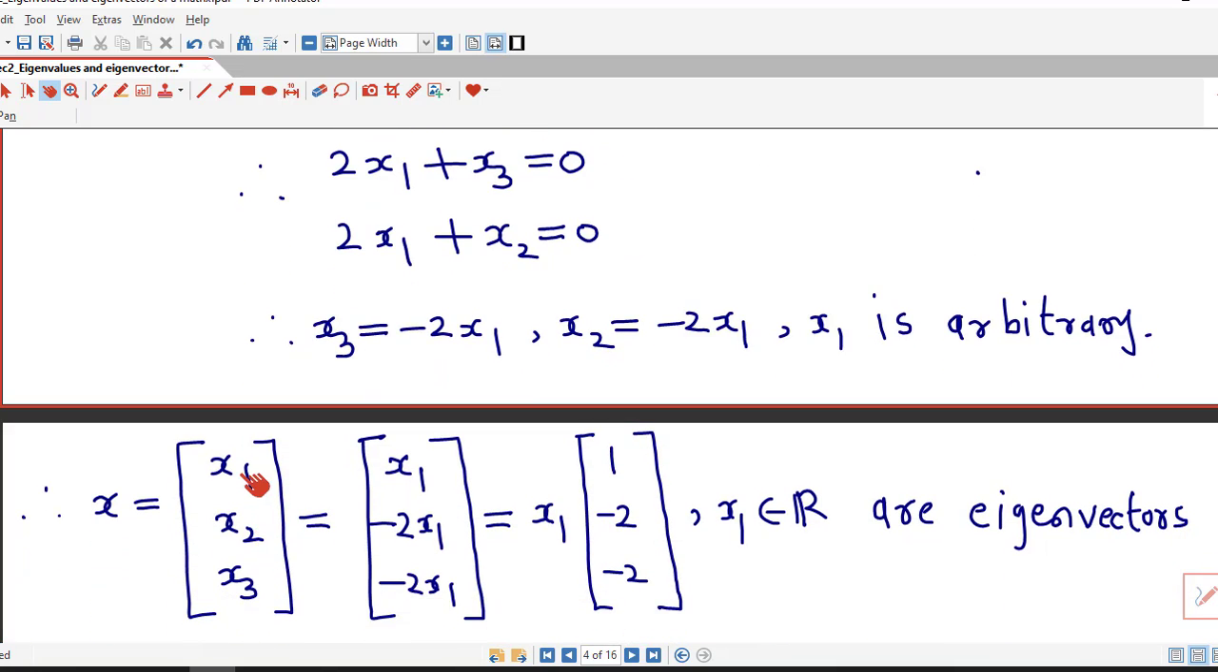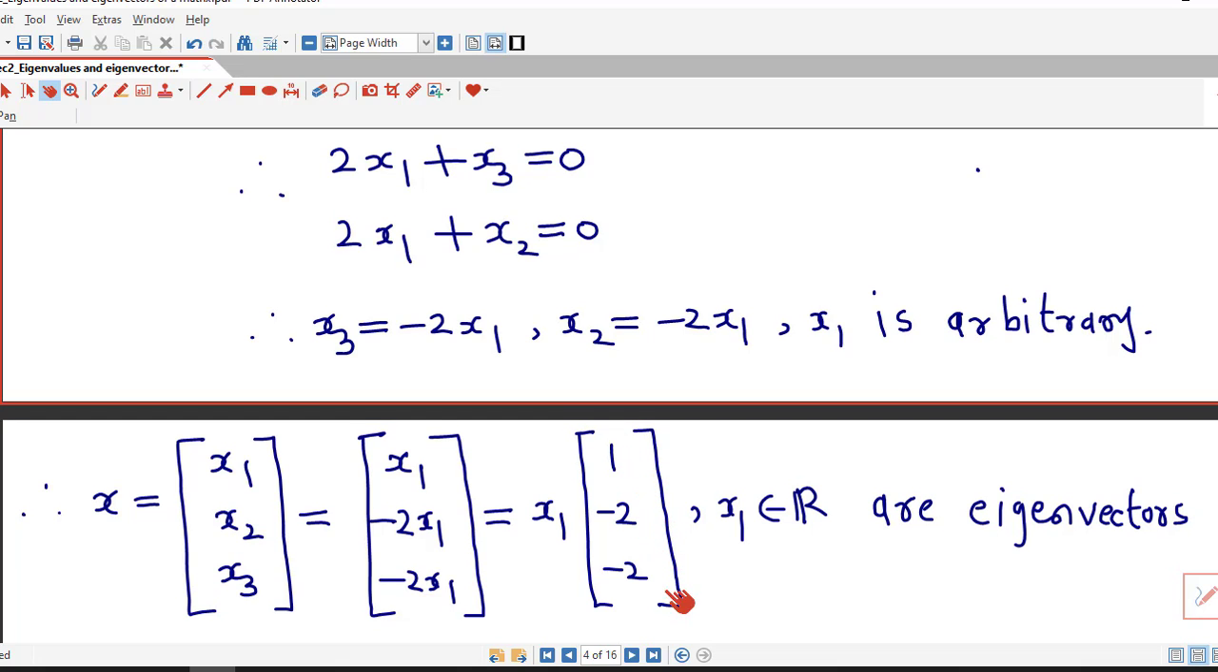So therefore x equal to x1, x2, x3 equal to, we replace x3 and x2 by minus 2x1. And then we write this as x1 times 1, minus 2, minus 2, and x1 is any real number. So these are the eigenvectors corresponding to eigenvalue lambda equal to 2. 1, minus 2, minus 2 is a linearly independent eigenvector corresponding to lambda equal to 2, and all the eigenvectors are scalar multiples of this linearly independent eigenvector 1, minus 2 and minus 2.